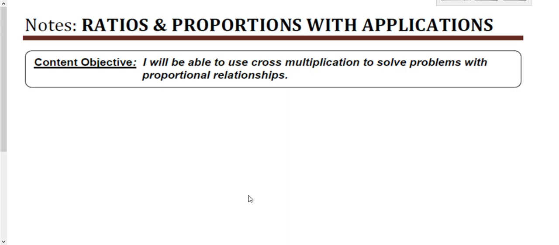In this lesson, we'll be looking at ratios and proportions, part 2 with their applications. You'll be able to use cross multiplication to solve problems with proportional relationships.